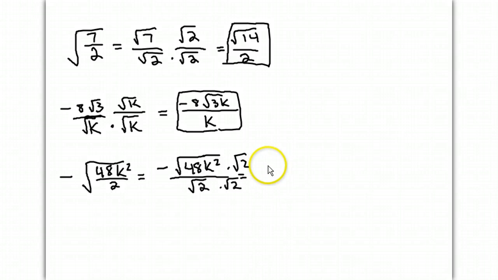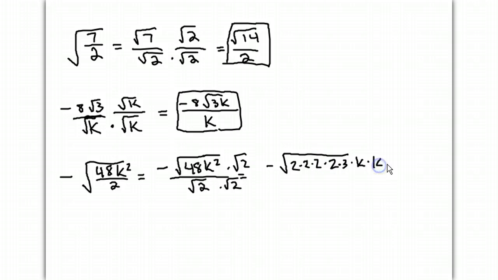So what you'll have is a negative. If you break 48 up, 48 is 8 times 6, which is 2 times 2 times 2 times 2 times 3 times 2 k's, and then a 2, the last 2 that we multiplied by it. And then that's all divided by 2, because when you multiply the square root of 2 times the square root of 2, you just get 2 out.